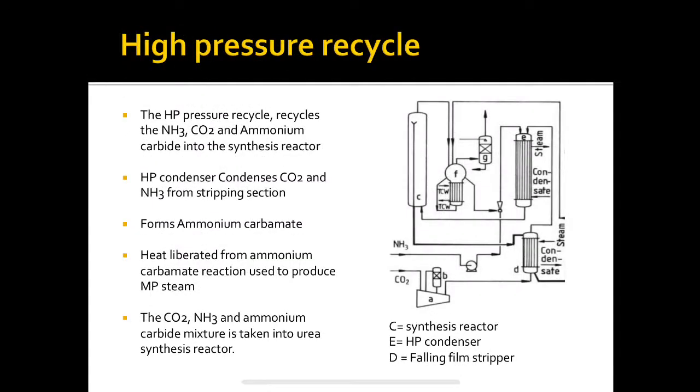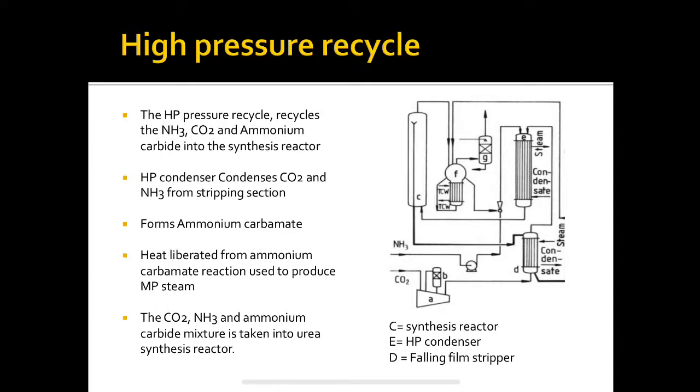Condensation of the ammonia and carbon dioxide gases leaving the stripper occurs in the high-pressure carbamate condenser at synthesis pressure. Besides condensation, chemical formation of ammonium carbamate from ammonia and carbon dioxide also takes place in the condenser. Because of the high pressure, the heat liberated from the condensation and subsequent ammonium carbamate formation is at high temperature. This heat, therefore, can effectively be used for the production of steam for further use in the urea plant itself.